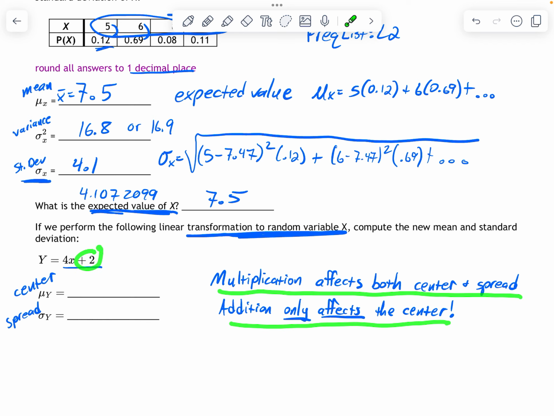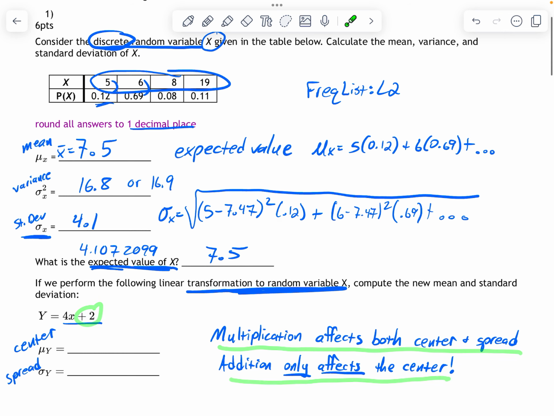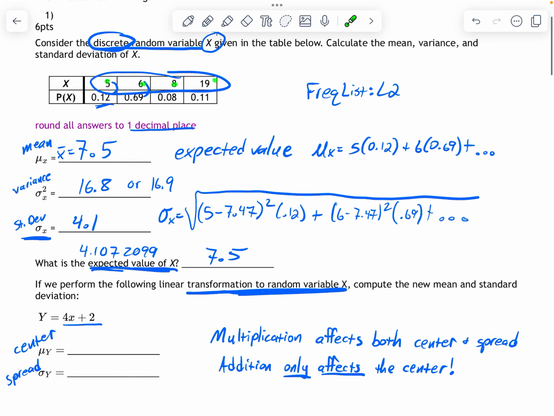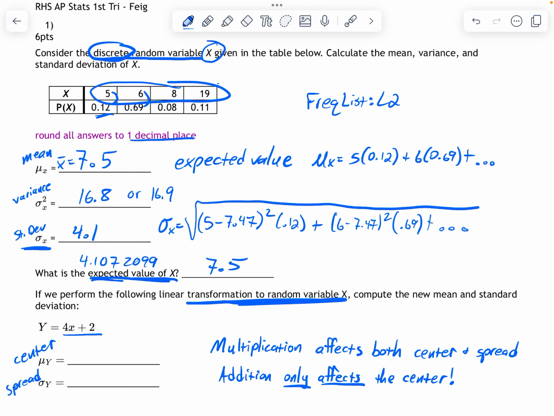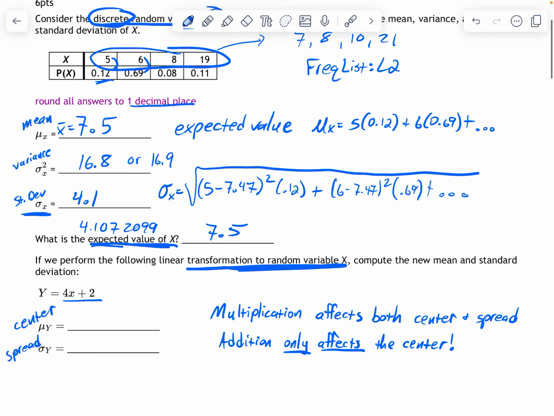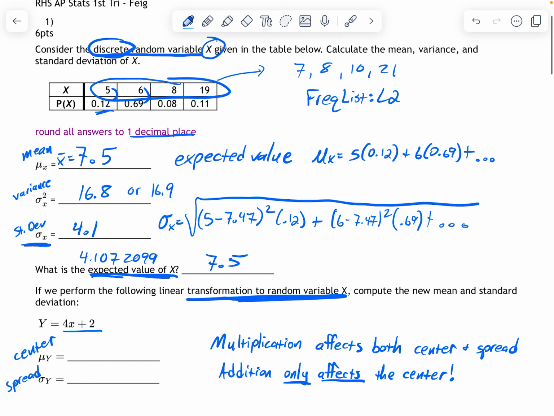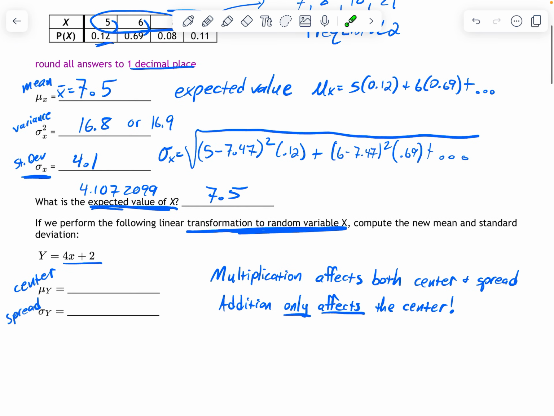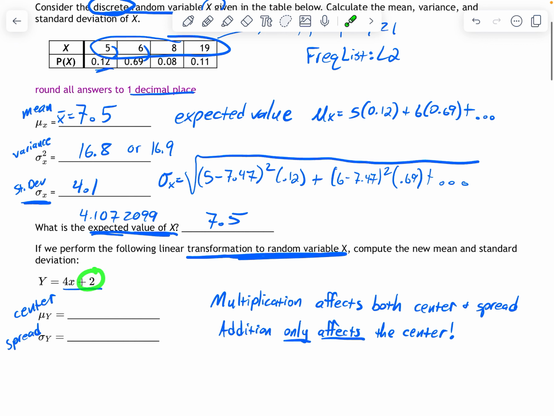So if I add 2 to all of these numbers, 5, 6, 8, and 19, I would then have 7, 8, 10, and 21, right? They are all bigger, so the center has gone up, but they are not more spread out. From 5 to 19 is a range of 14. From 7 to 21 is still a range of 14. So the spread does not change with plus 2.